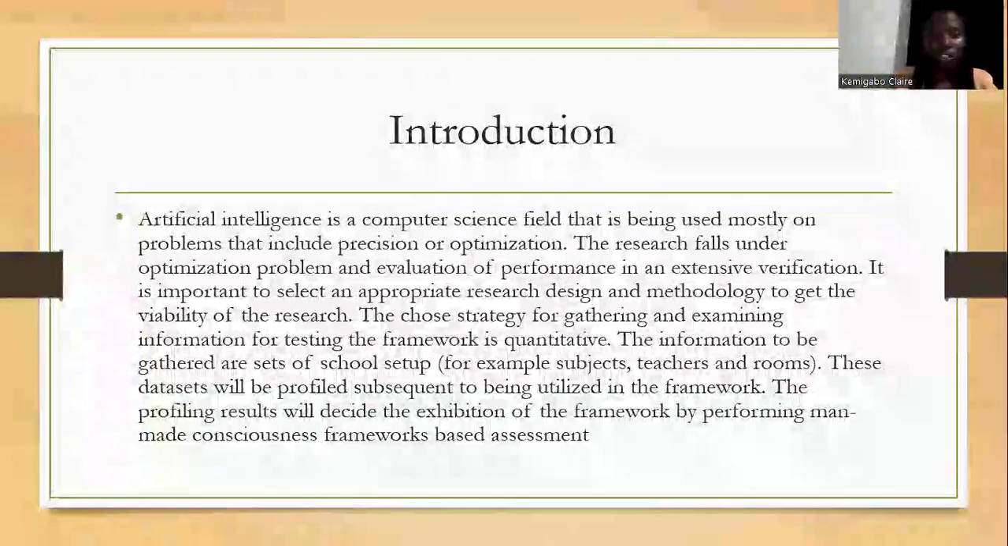The introduction. Artificial intelligence is a computer science field that is being used mostly on problems that include precision and optimization. The research falls under optimization problem and evaluation of performance in an extensive verification. It is important to select and repeat research design and methodology, as I'm going to be taking you through the different methodologies that we selected.